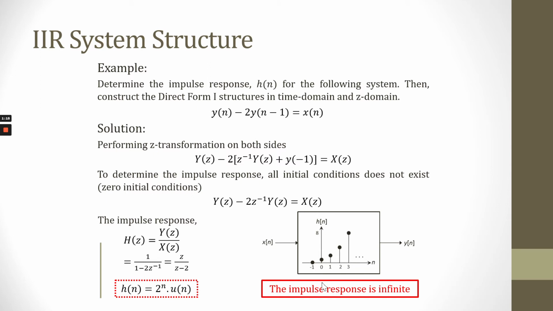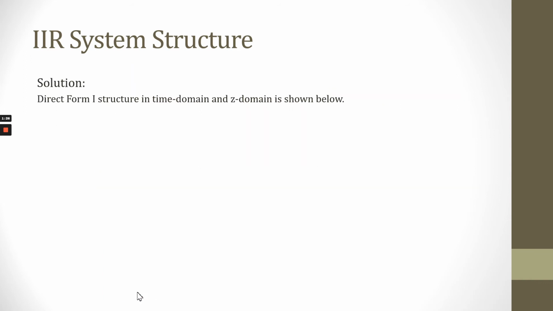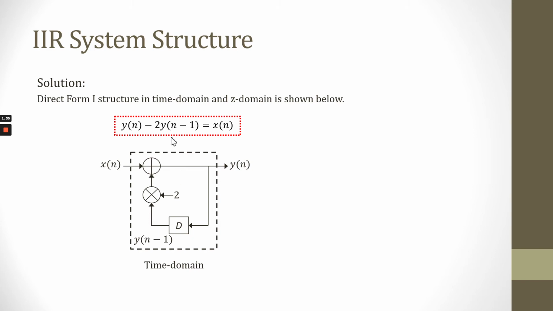So we can see that the impulse response is infinite, since if we increase the n, the Hn will also increase. So this is direct form 1 structure for the given example in time domain. So we have this current input on the left and current output on the right.